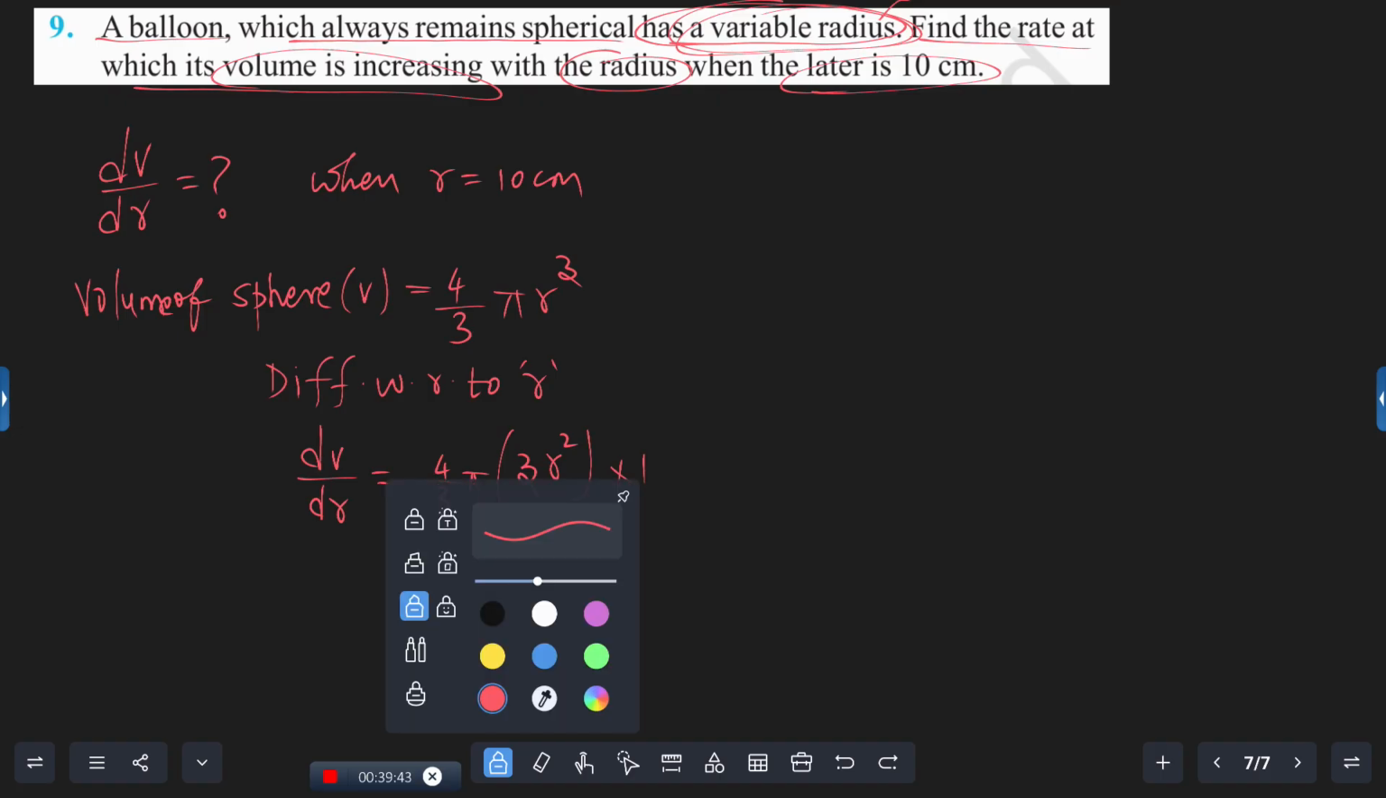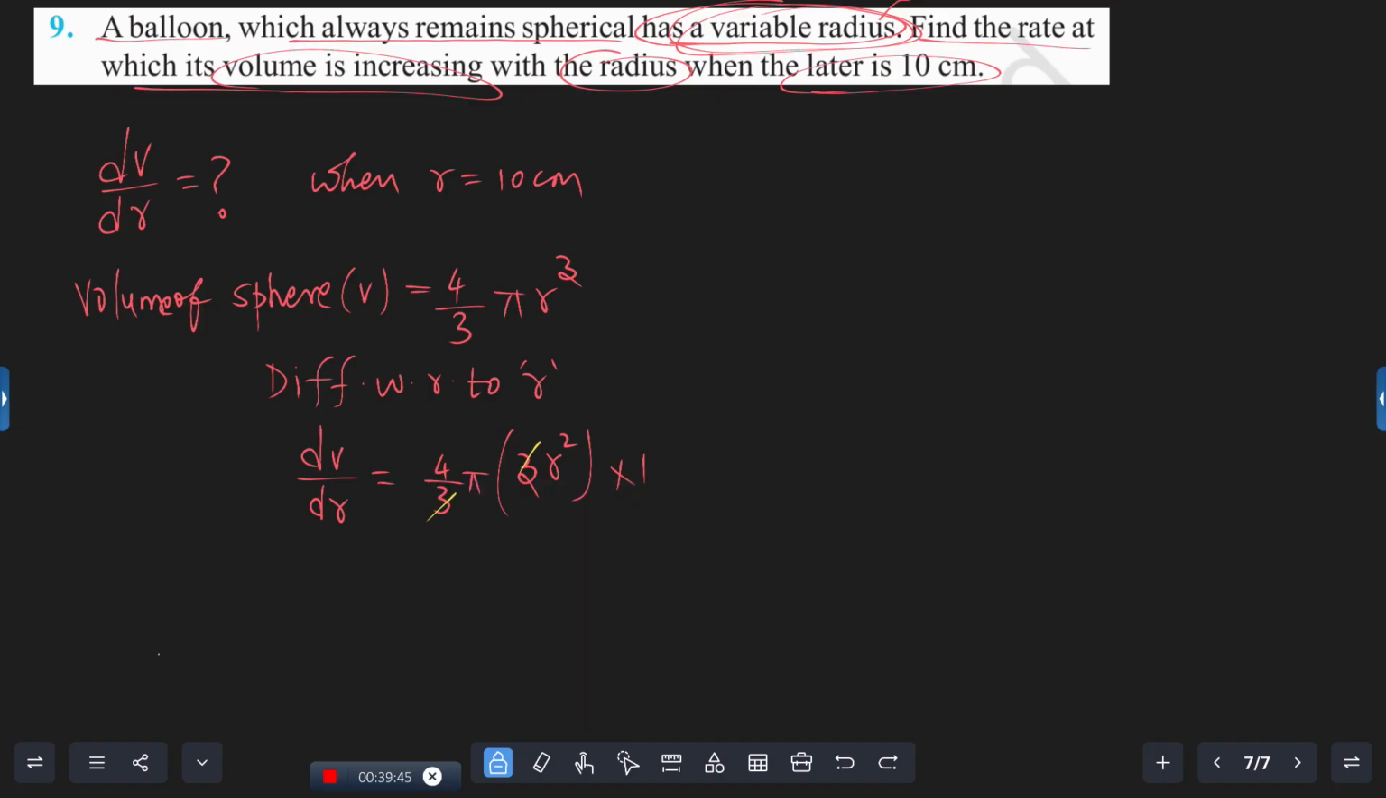Okay, so 3 cancelled. Then what is my answer? 4 pi r square. That's it. This is dV by dr.